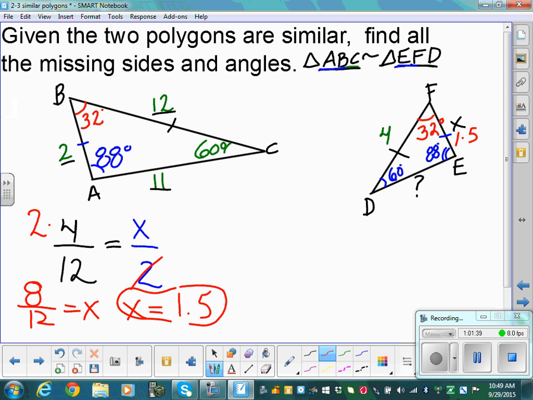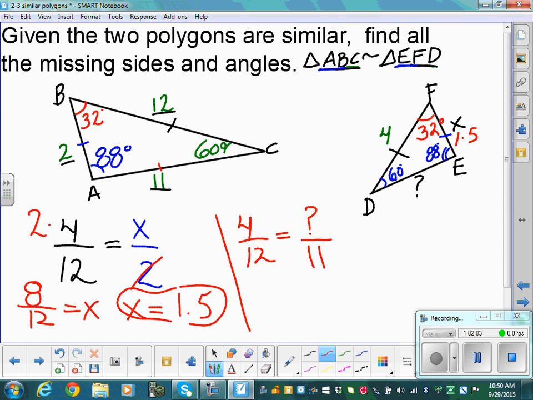Now let's find question mark. We can use this same ratio. So I'm going to use 4 over 12. So 4 over 12 is equal to, this time we're doing question mark. We're going from small to big. Is equal to question mark over what? What goes with DE? 11. So question mark over 11. Are you following me? Okay.